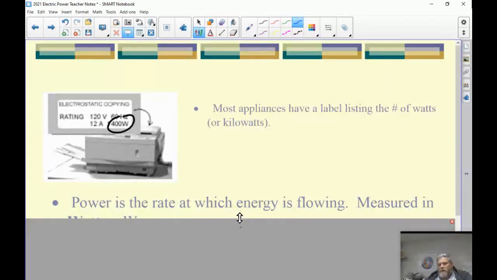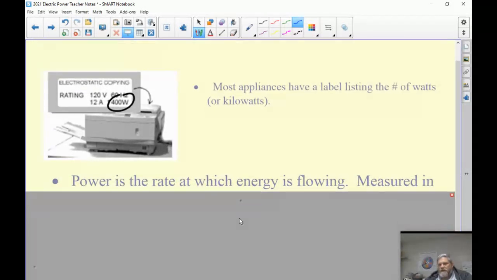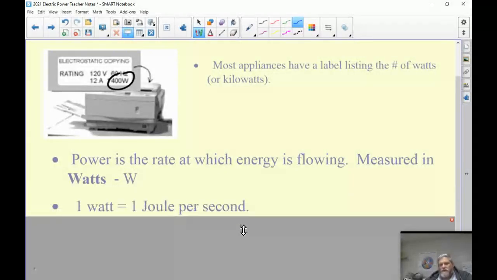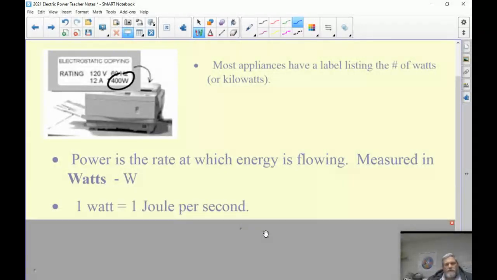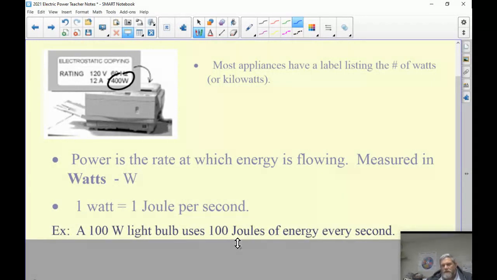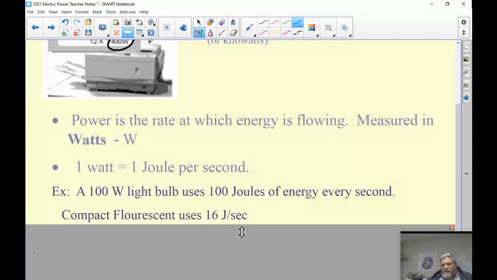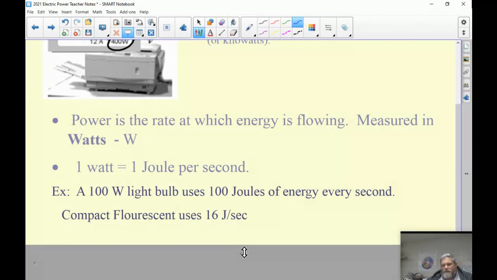Okay, if you remember from first semester, power is the rate at which energy is transferred. It's measured in watts. 1 watt is a joule per second. So if this copy machine is 1400 watts, it's using 1400 joules of electricity every second. Another example: a 100-watt light bulb uses 100 joules of energy every second. A compact fluorescent only uses 16 joules. An LED uses less than that. That's one of the reasons why it's cheaper to use those other types of light bulbs.